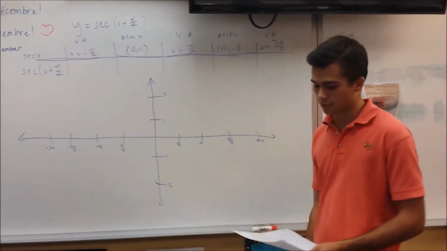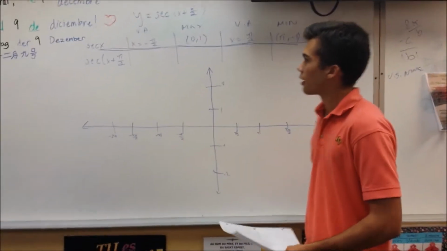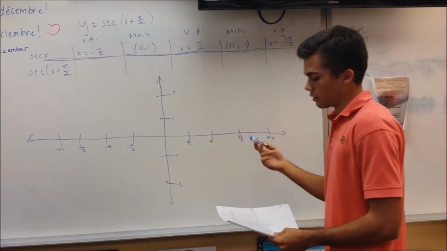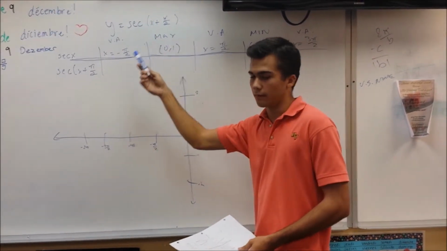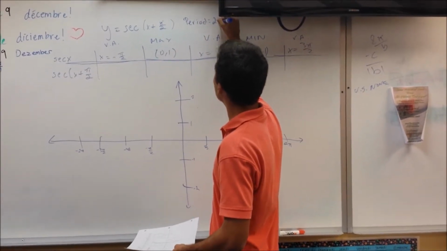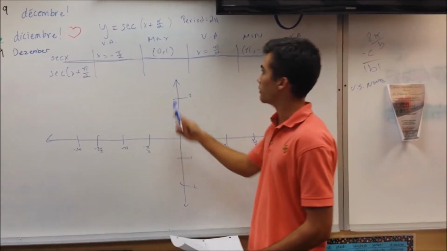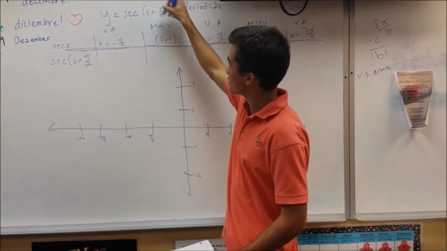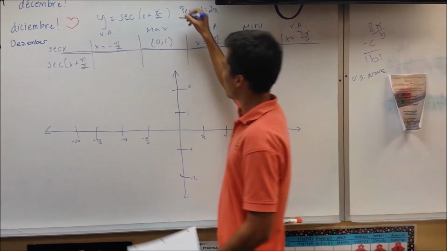And this is our third equation. y equals secant of x plus pi over 2. Now, using that equation, we are going to once again find the period, which in this case is 2 pi because b is 1 and the period is 2 pi over 1. So the period is 2 pi. The phase shift in this equation is going to be negative pi over 2 because to find the phase shift you take negative c over b. So in this case it is negative pi over 2 over 1, which is negative pi over 2.